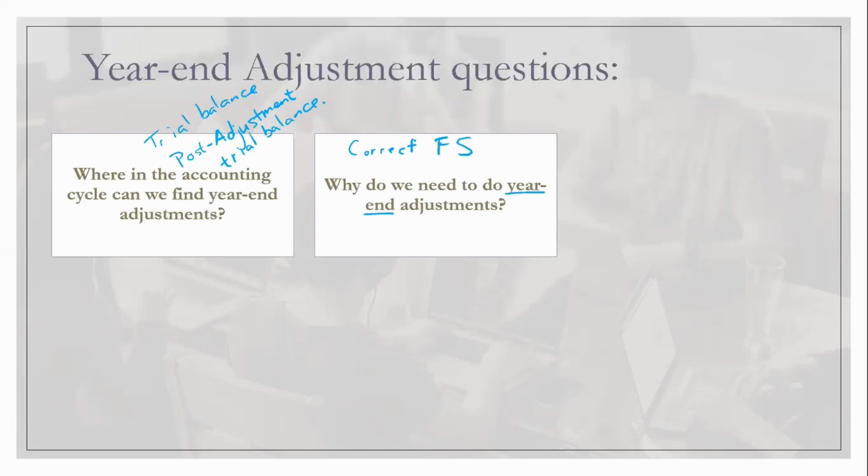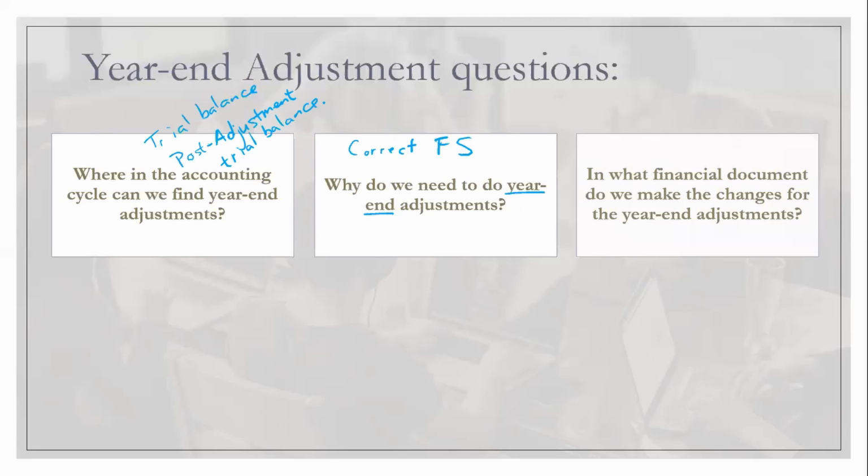Okay. Next question. In what financial document do we make the changes for the year-end adjustment? The trial balance. Good. If you just have a look at the previous question, we had the trial balance before we made adjustments, and we then have to create a post-adjustment trial balance. Therefore, we have to go and make the changes on the trial balance.